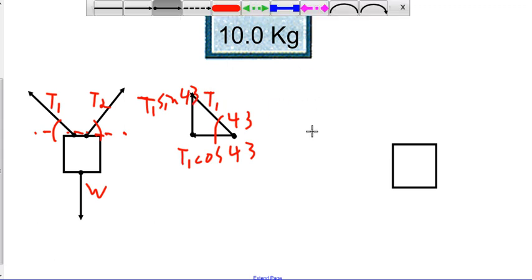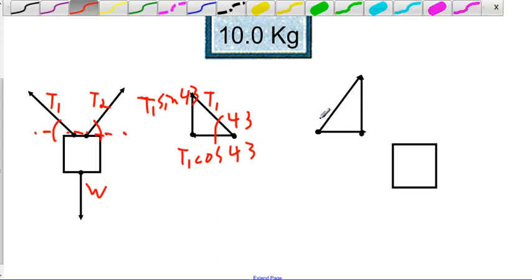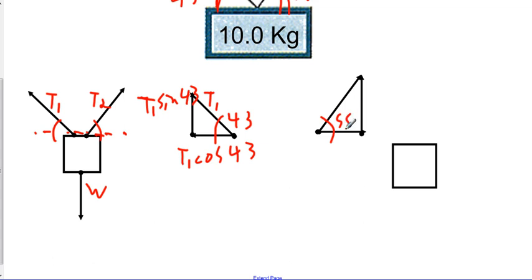And we can do the same thing with our other non-perpendicular vector. This one's going up and to the right, which means that we're going to have a vector to the right and a vector going up. And let me move that over just a little bit. There we go. And now we know that this angle is 55 degrees. Put an angle there. And this is our T2.